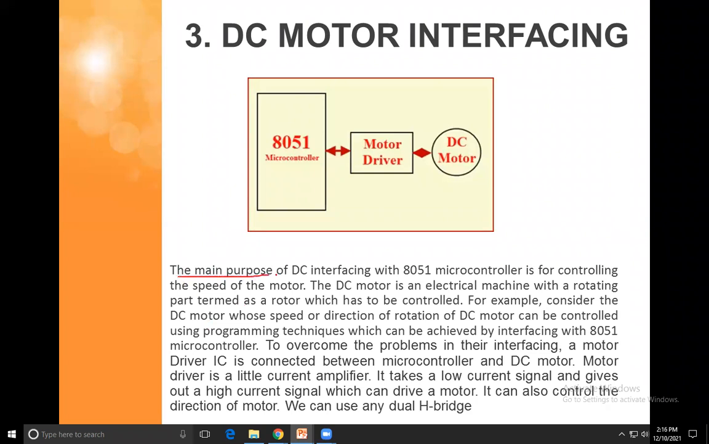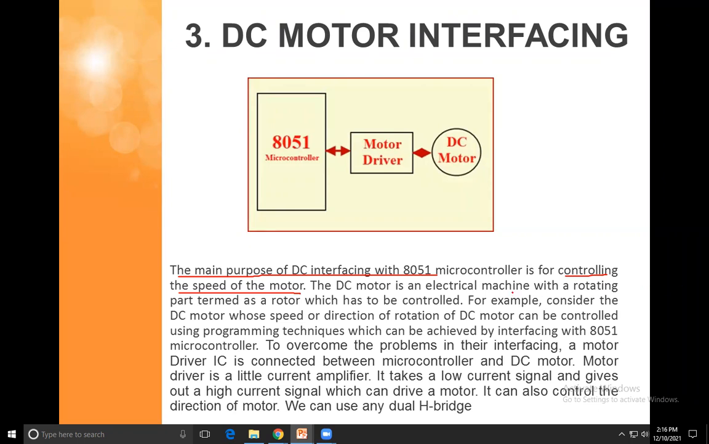The main purpose of DC motor interfacing with the 8051 is to control the speed of your DC motor. By using this, you have to control the speed of the DC motor. So the DC motor is connected to the 8051, and you have to connect the 8051 to the DC motor.